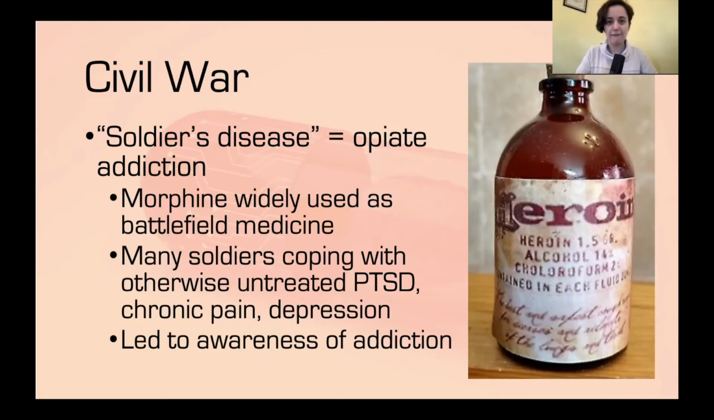And so, following the Civil War and following the growth of the soldier's disease, we do actually see a beginning of a growth of awareness about addiction and about the dangers of long-term opiate use on the body, and basically the growing physical dependence it creates.